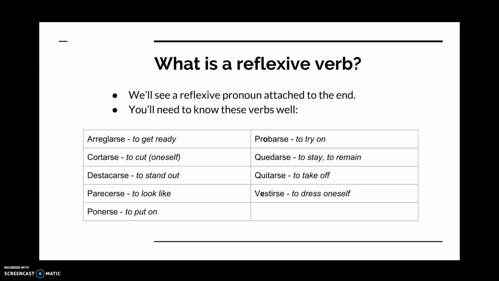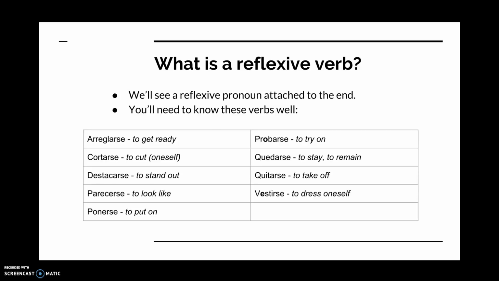Ponerse means to put on. You're well aware that poner on its own means to put or to place, and that en el presente, poner has an irregular yo form, pongo. In the preterite, it's completely irregular, puse, pusiste, etc. In the next column, we have probarse, which is to try on. Probar on its own is to try, and we use that a lot in the food unit, talking about what people try or what they're expected to try.